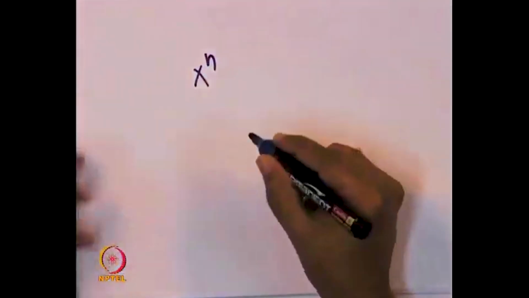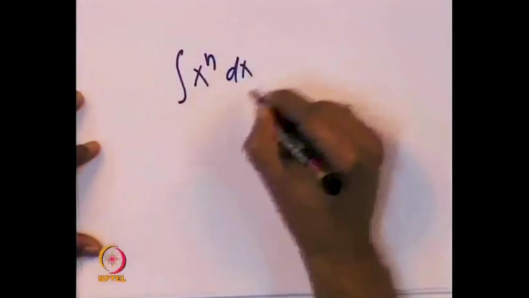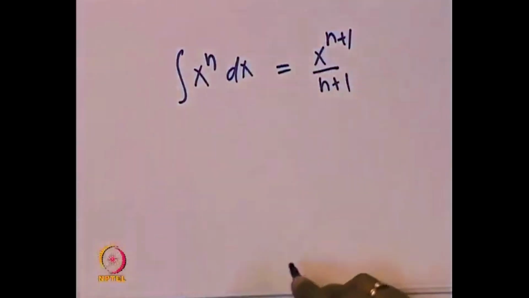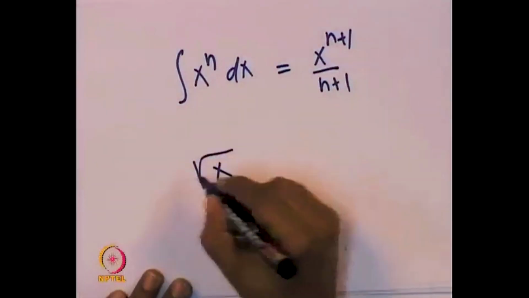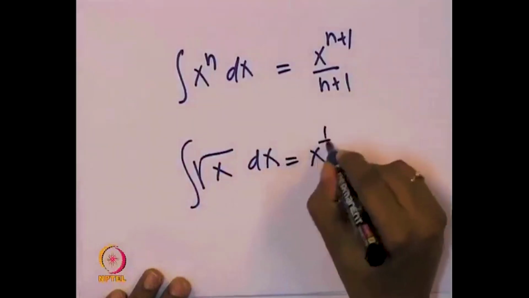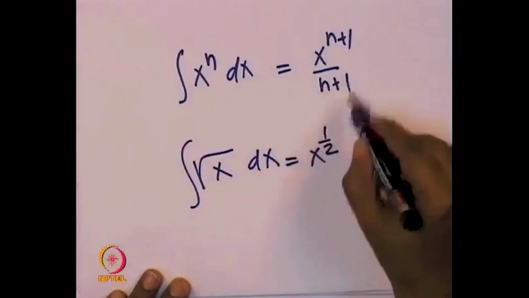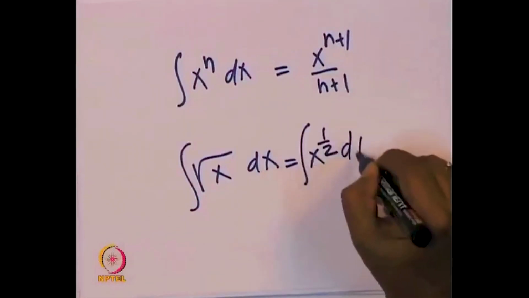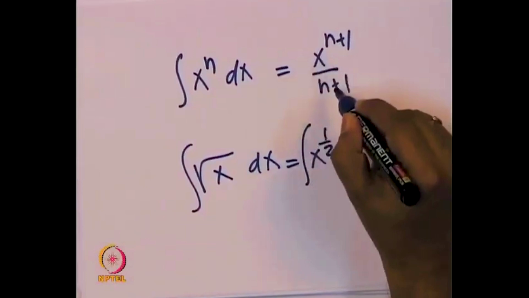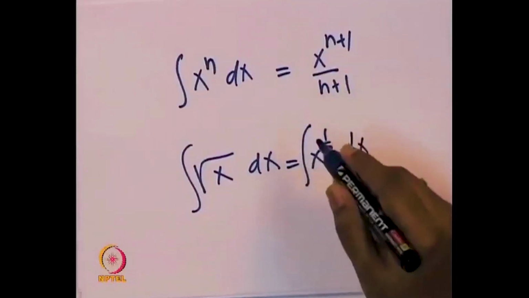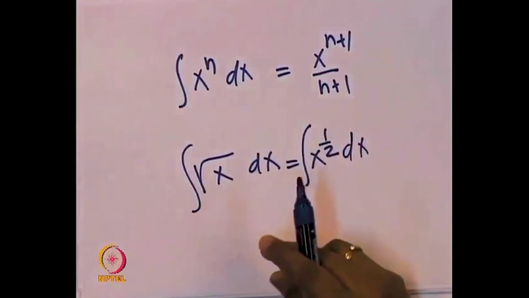So, we already know from examples like x power n that the integral of x power n dx is x power n plus 1 by n plus 1. Now, it can be like root x. The root can be written as x power half. So then similarly you substitute n equal to half here, and you will get the answer for this particular function.